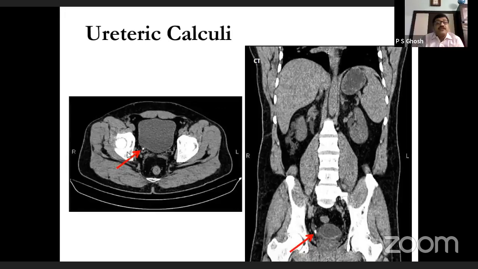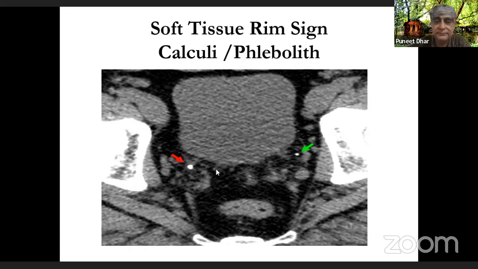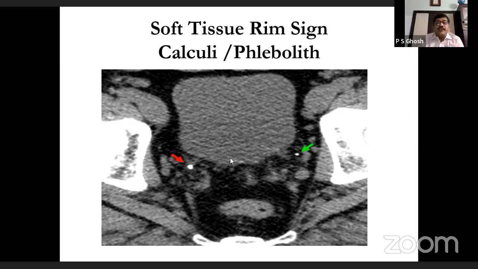And again, we can see another ureteric stone stuck in the vesicoureteric junction here, and it can be well seen in the coronal section. Now, the only problem is if you cannot differentiate it from a phlebolith. In case of ureteric calculi, we actually get a soft tissue rim around it if the stone is not too large. But in case of a phlebolith, that soft tissue rim is missing.